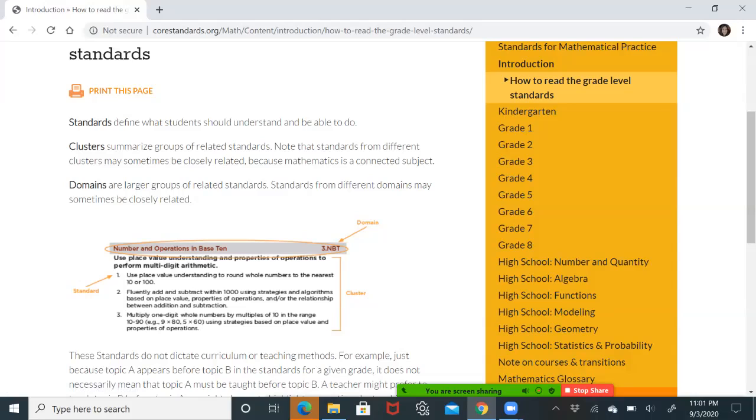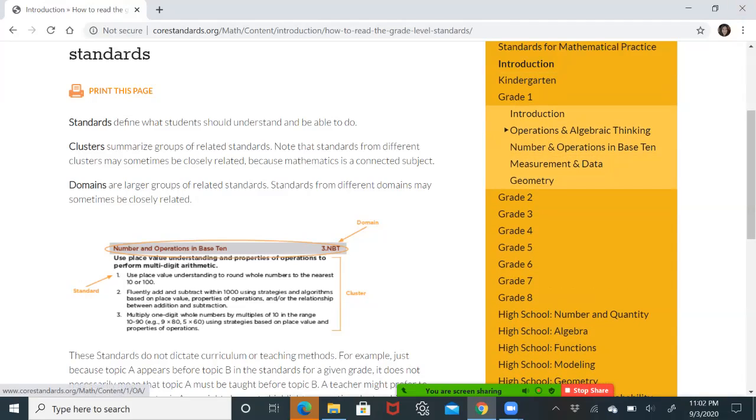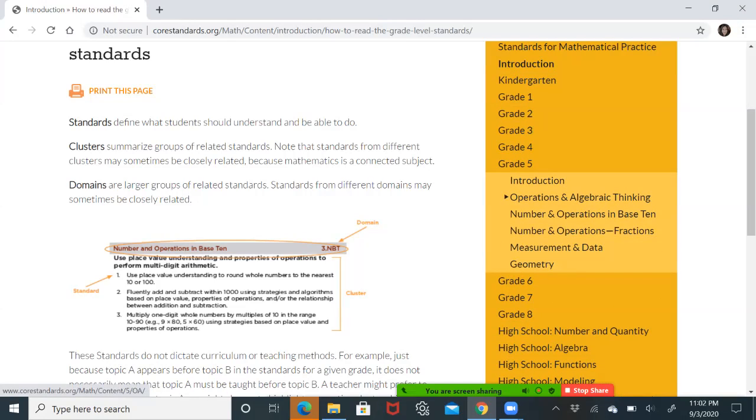Now, that's not to say that standards from different domains cannot work together, but it's just how they've been grouped in the largest category. In most grade levels, there are 4 or 5 domains. So if we go over here to grade 1, for example, you'll see there's 4. Operations and algebraic thinking, number and operations in base 10, measurement and data, and geometry. In 5th grade, we have 5.